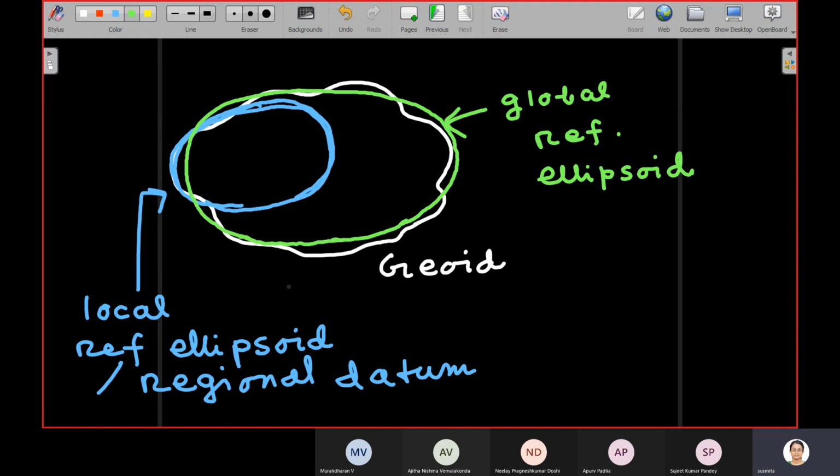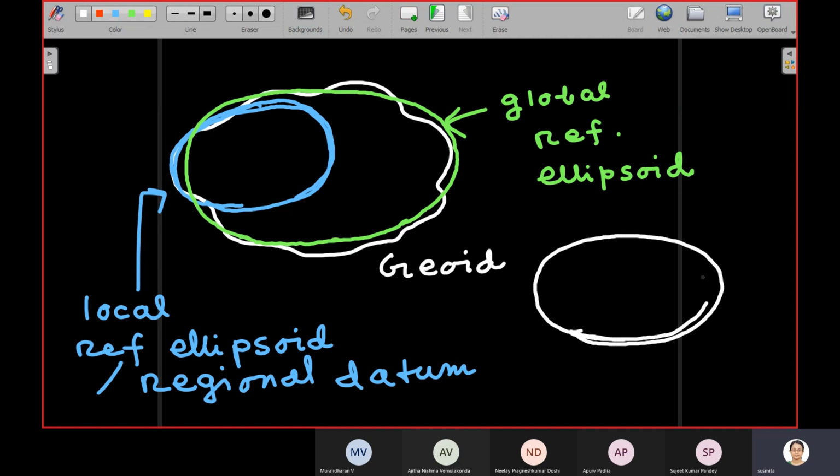Now, how do you find the shape of the ellipsoid or the parameters of the ellipsoid? If you notice carefully, you will see that this ellipsoid, we consider a global reference ellipsoid.